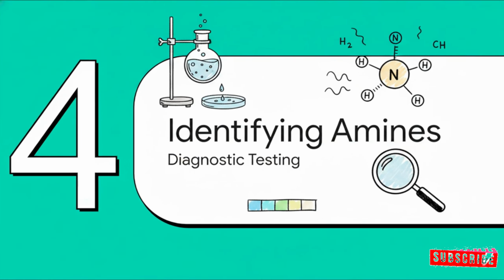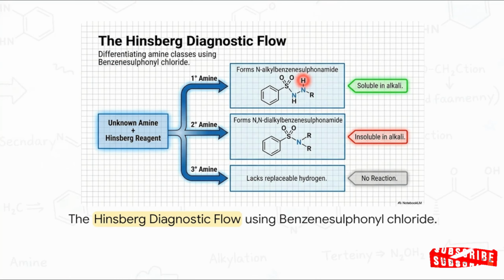Which brings us to part 4, identifying and reacting amines. Let's mentally step into the lab for a second. How do you figure out exactly which amine is sitting in your flask? Think of the Hinsberg test as your 1-2-3 strikeout tool. It beautifully separates primary, secondary, and tertiary amines based entirely on their reaction to alkali.